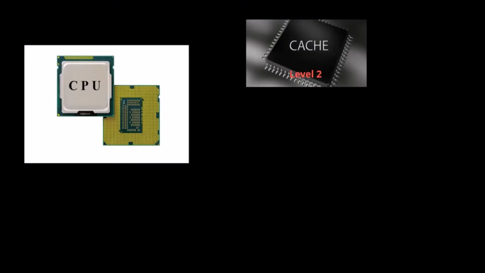Now let's see about level 2 cache. Level 2 cache is also called an external cache, but it is present inside the processor itself. The data which was not caught by the level 1 cache will be caught in the level 2 cache.